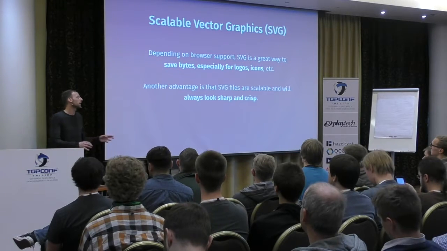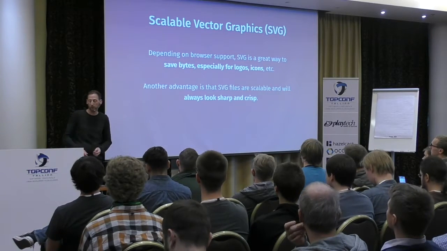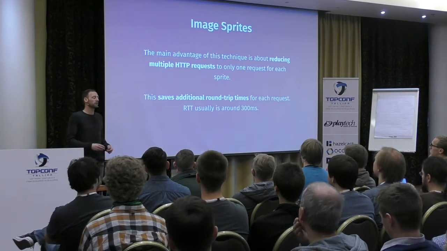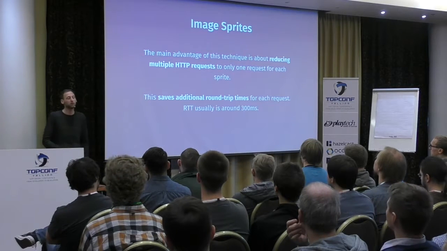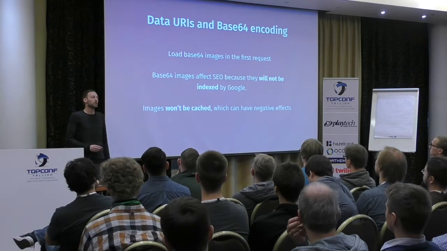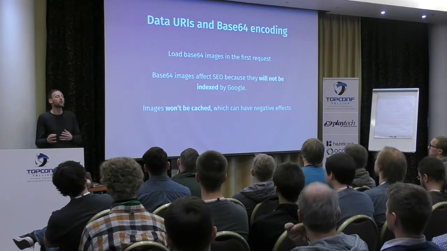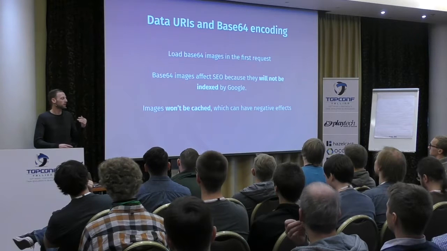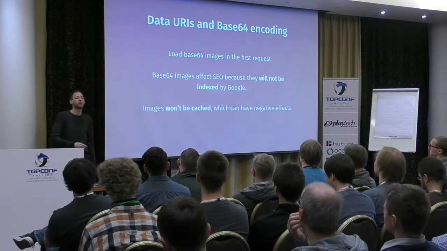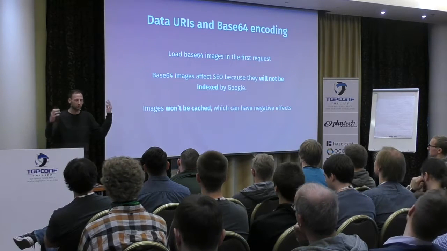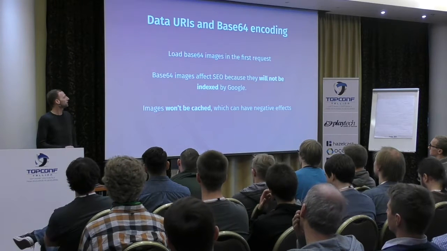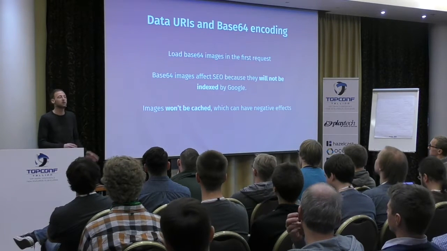Another thing, scalable vector graphics, SVG. You can use those for icons or logos, which will also reduce file size. Image sprites are another one that you can use to save additional round trip times and requests. Then there are also data URIs and base64 encoding, where you can inline images into your document, which basically loads the image right on first request, so you can pack it into the first, I don't know, 8, 12, 20 KB if you want to. Not cacheable, not indexable, so I don't know, it really depends.